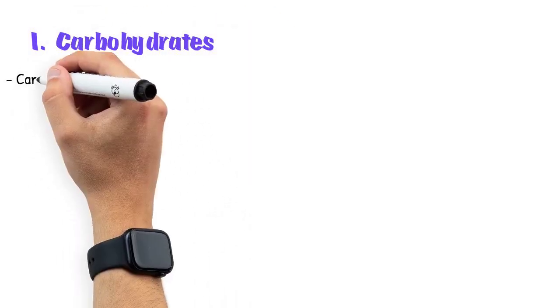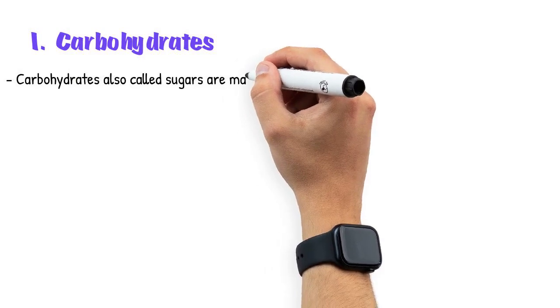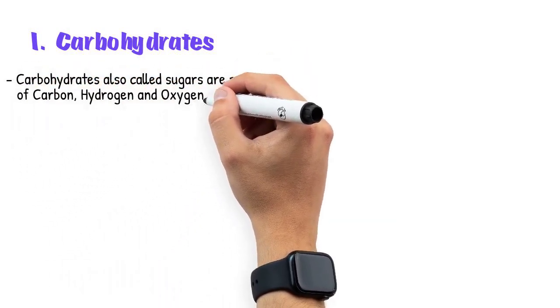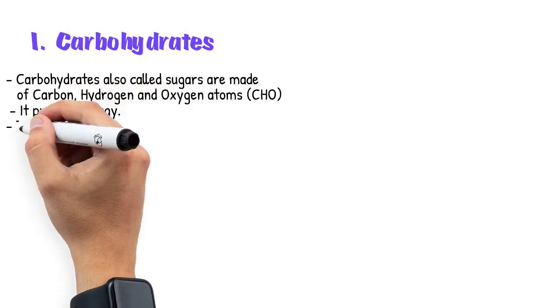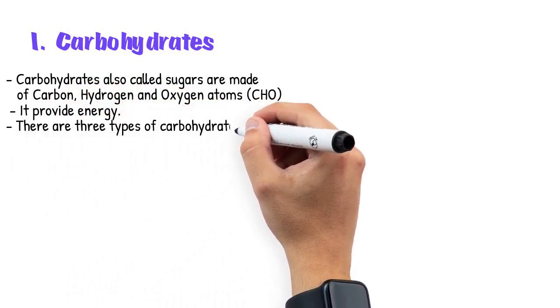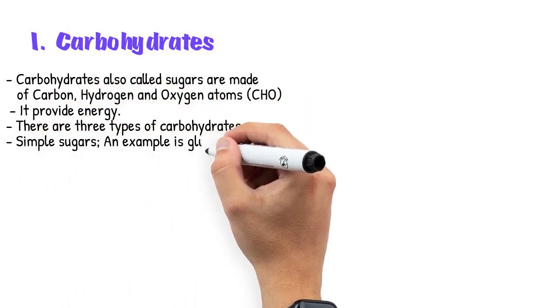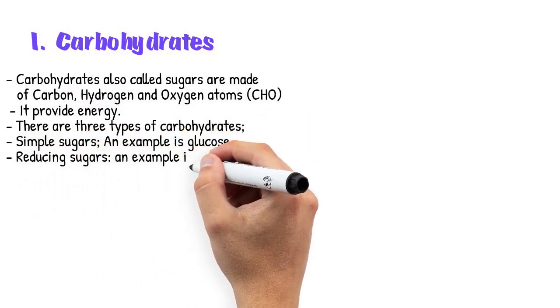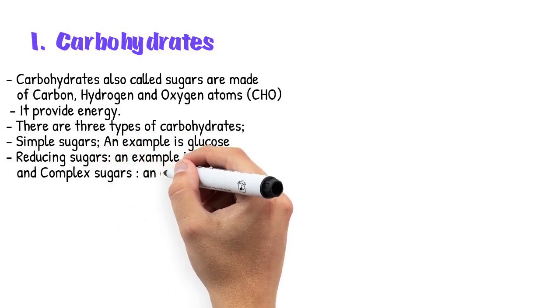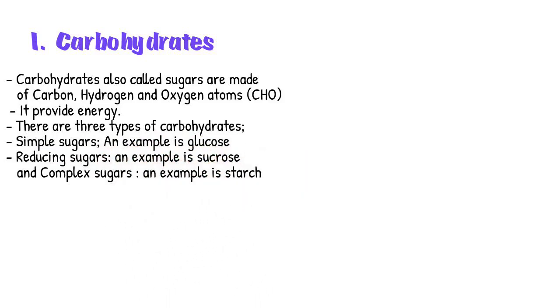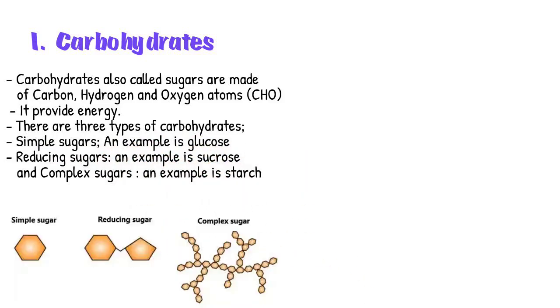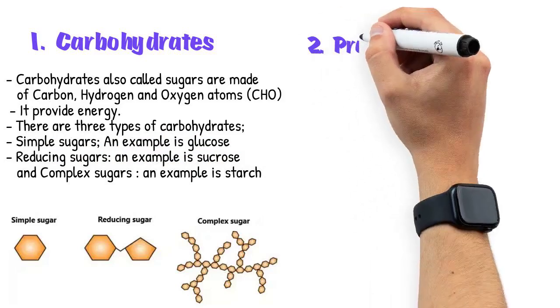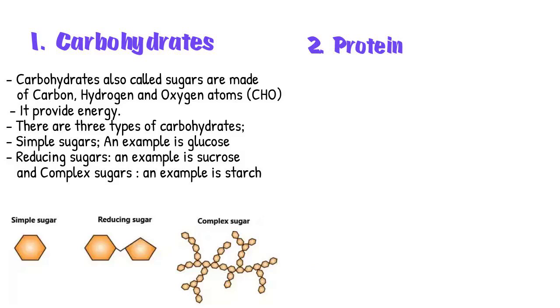The first on the list is carbohydrate. Carbohydrates, also called sugars, are made of carbon, hydrogen, and oxygen atoms, CHO. They provide energy. There are 3 types of carbohydrates: simple sugars, an example is glucose; reducing sugars, an example is sucrose; and complex sugars, an example is starch.